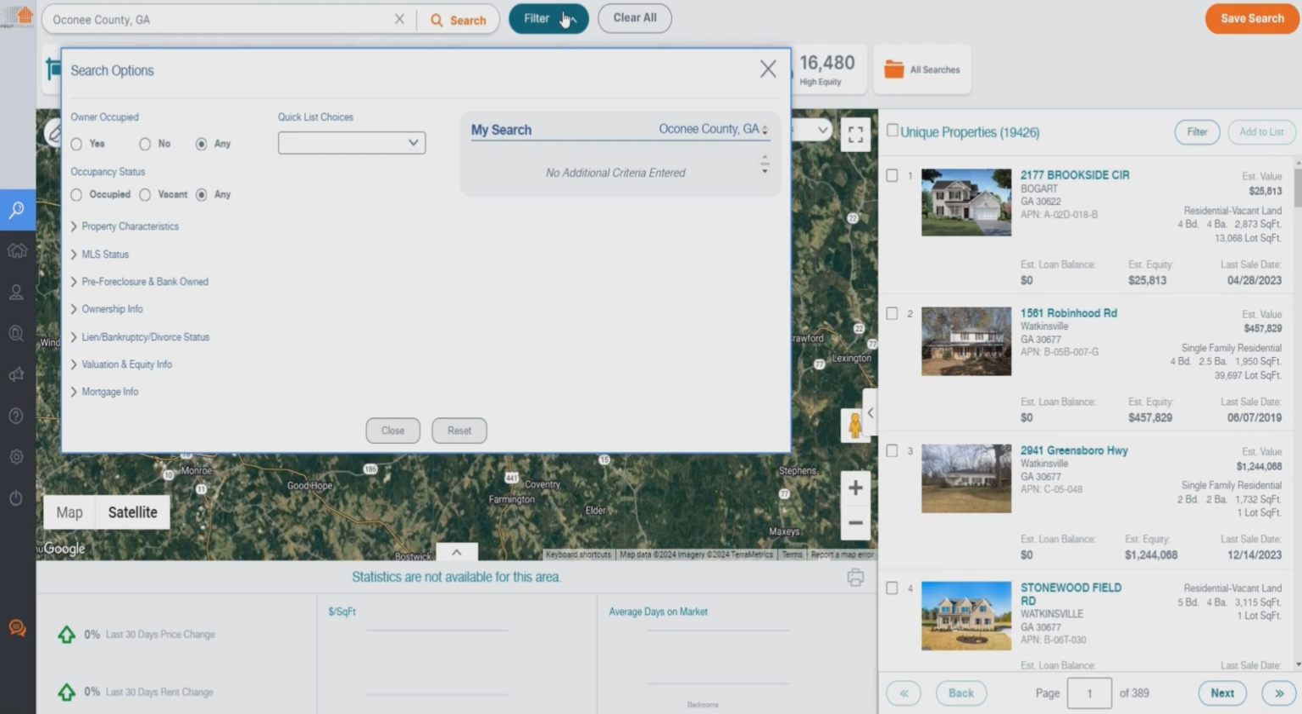Now, since we are doing subject to, I'm going to go through the search options with you in terms of what it is that I use specifically when doing sub-to acquisition leads. So for owner-occupied, I use any. It does not matter to me whether or not it's owner-occupied or not. For occupancy, it makes no difference to me. If you're trying to target specifically a retail buyer as opposed to an investor, then you would want to click yes for owner-occupied. And if you're trying to target investors only, then you would click no.